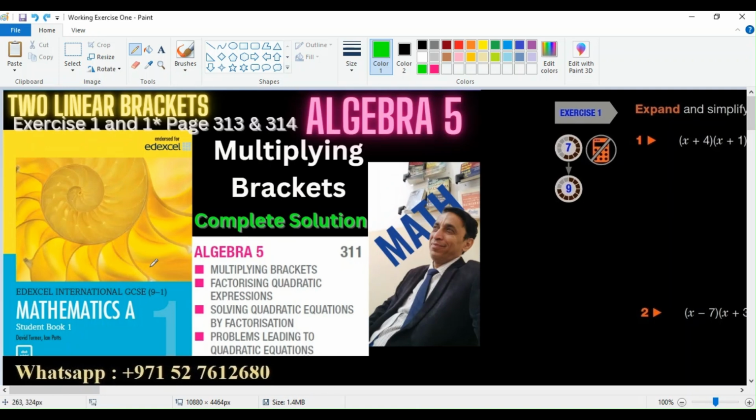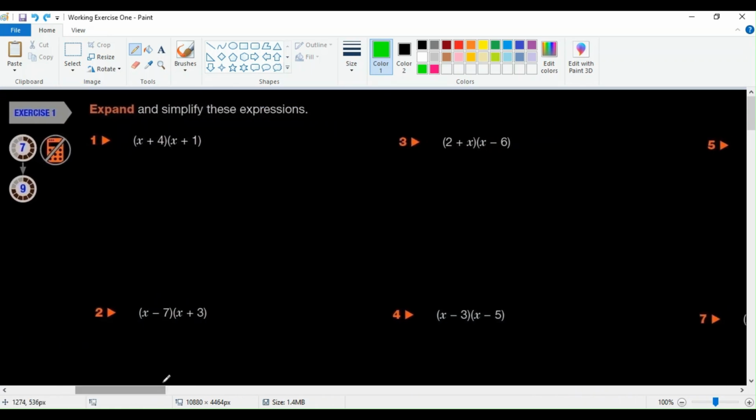Taking you straight to question number 1, as you can see, it says expand and simplify these expressions. So what normally is done is that I will write this x plus 1 two different times, and the second thing that we are going to do is I will write x plus 4 this way. Now this is going to be x square, and x times 1 is going to give us a plus x, and then comes plus 4x, and then comes plus 4.